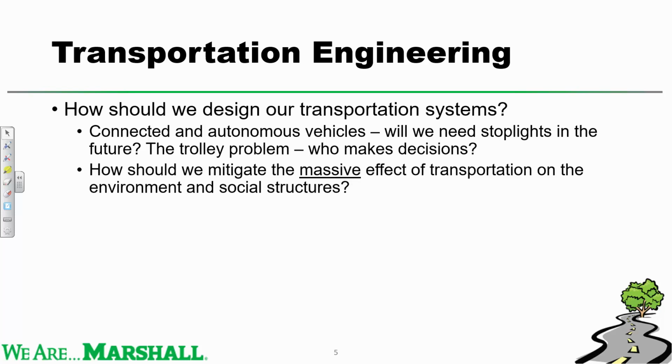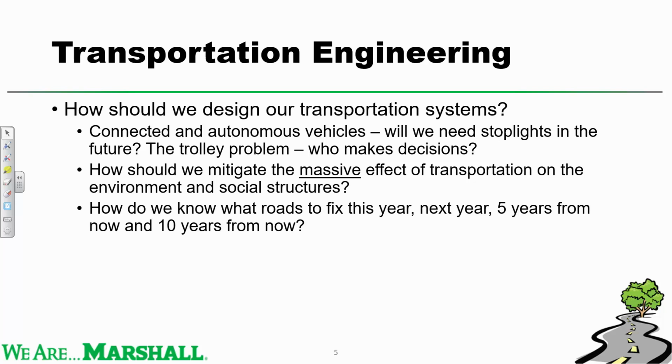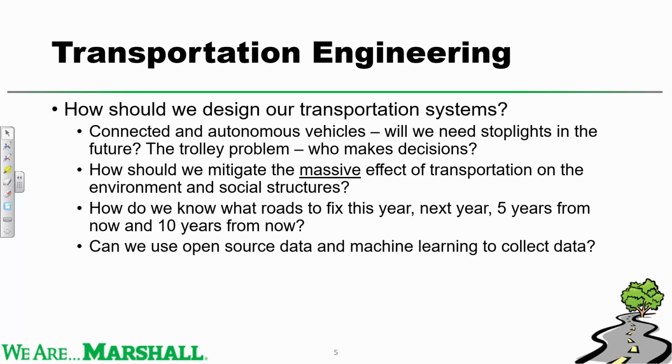How do we mitigate the effects of our transportation systems on the environment and society? We build roads and we split communities apart. We need those roads for the economy, but those communities sure aren't too happy. How do we know what roads need to be fixed? Not only this year, but 20 years in the future. Because I don't know if you've seen how tax dollars get used and how they're worked. They want projections that far out. How do we know what happens? How do we know to do that? Well, again, those are the questions that I answer.